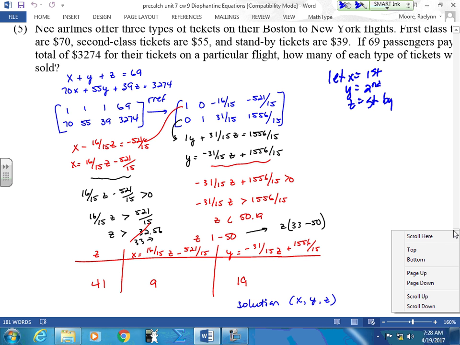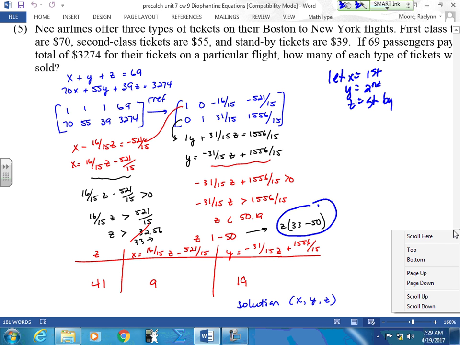And there was only one solution. You're going from 33 to, this one came out positive, so you're going from 33 to 50 in your table, and there's only one solution out of that.